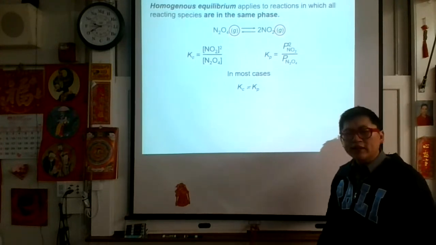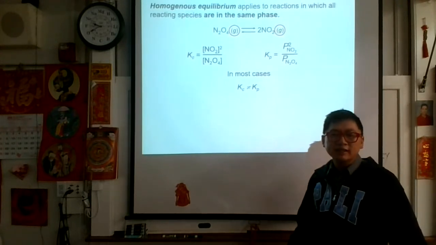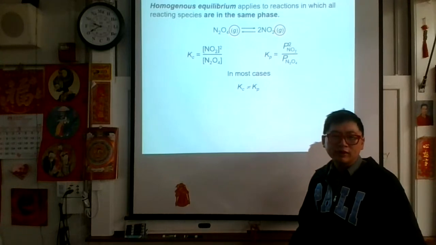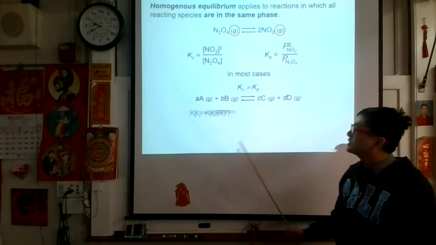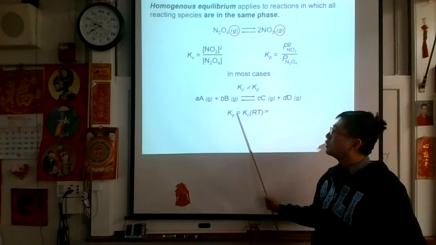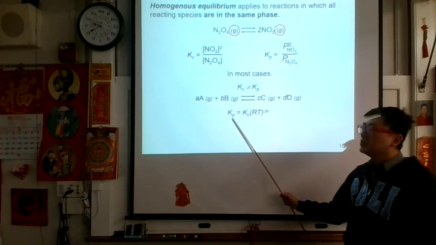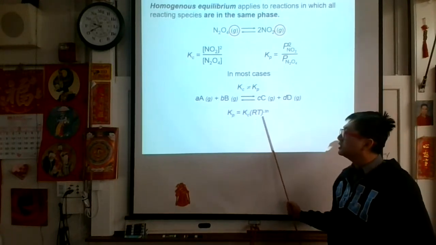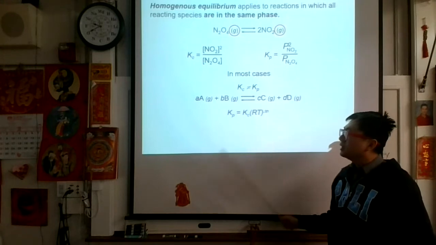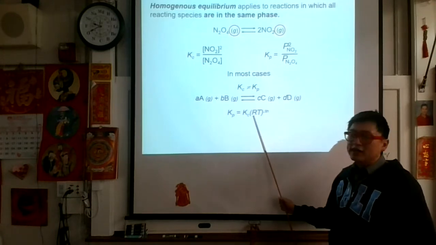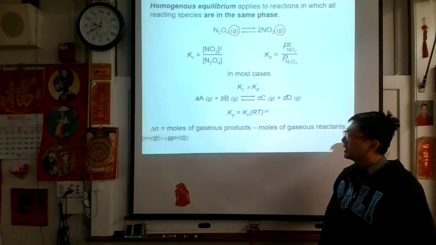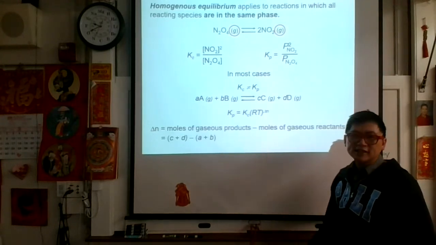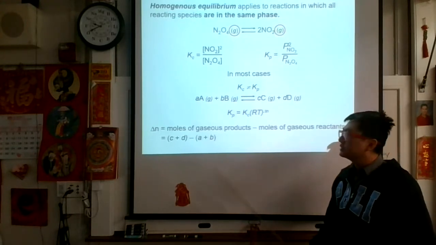But wait, is there a relationship between Kp and Kc? Well, since you asked, yes, there is. The relationship is this: Kp is equal to Kc times RT to the delta n power. You're like, okay, I know what R is, I think. I know what T is. T is temperature, of course, but just make sure it's in kelvins.